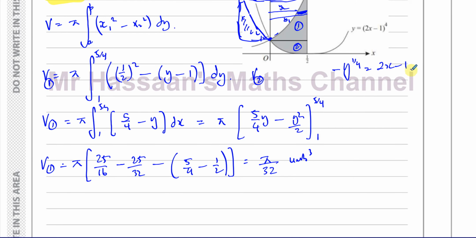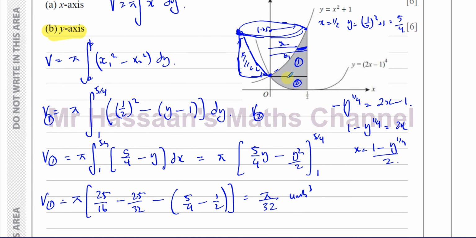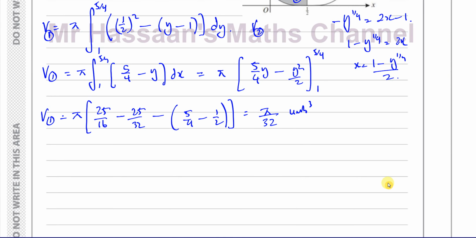All right, so that makes a difference here. And now I can make x the subject. If I add 1 to both sides, I have 1 minus y to the power of a quarter equals 2x. So x is equal to 1 minus y to the power of a quarter, divided by 2. That's the equation of this curve in terms of x, which is what I need. So the volume of part 2 is going to be pi times x1 squared minus x2 squared.